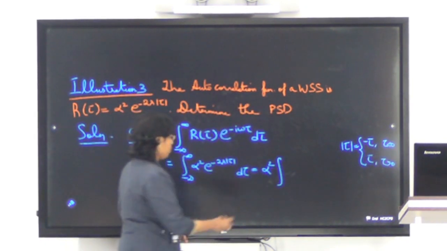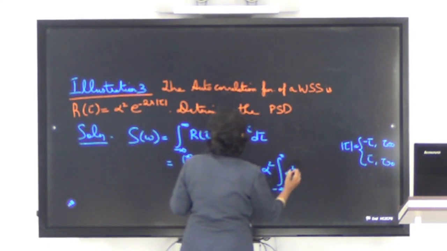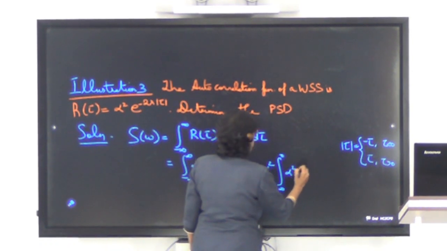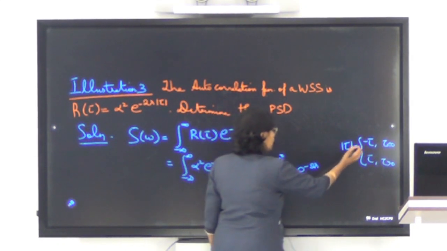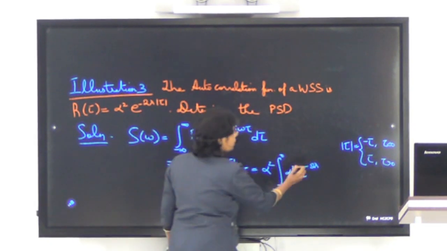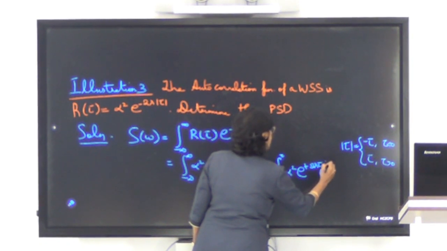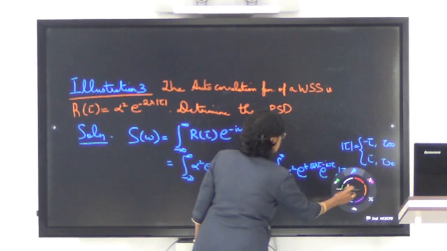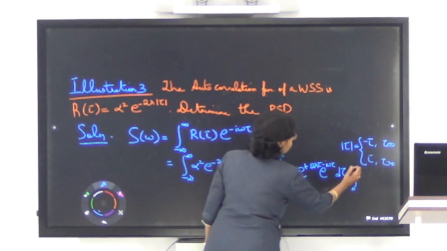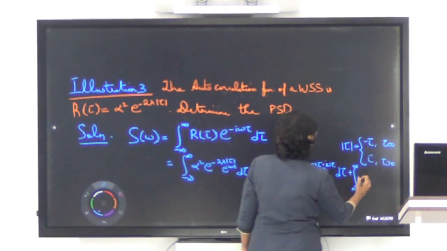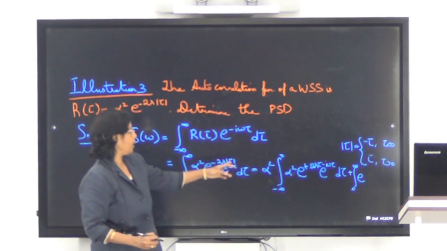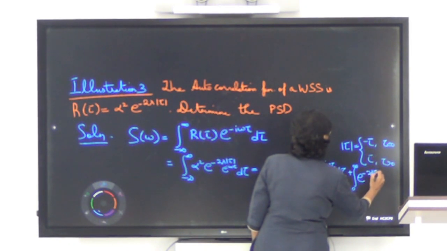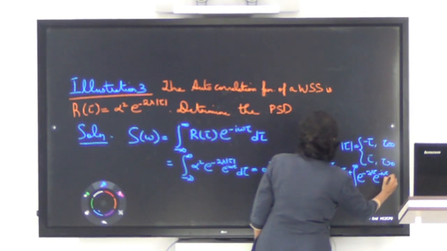So we split this integral between minus infinity to 0 and 0 to infinity. Here the first one, tau less than 0, takes the value minus tau. So it is minus into minus, plus 2 lambda tau, into e raised to minus j omega tau d tau, plus the second integral from 0 to infinity. Again it is e raised to minus 2 lambda modulus of tau, which for tau greater than 0 is nothing but tau itself. So it is minus 2 lambda tau e raised to minus j omega tau d tau.